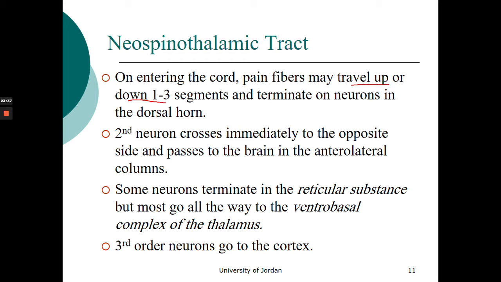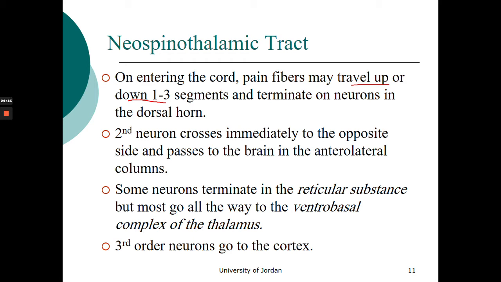The second order neuron crosses immediately to the opposite side, anterior to the central canal, and passes to the brain in the anterior lateral column of the spinal cord as the anterior lateral spinothalamic tract. Where do they go? They go to the ventrobasal part of the thalamus, ventroposterior lateral and ventroposterior medial, and some of it also goes to the intralaminar nuclei. But this fast pain does not go to the intralaminar. The other pain goes to the intralaminar.